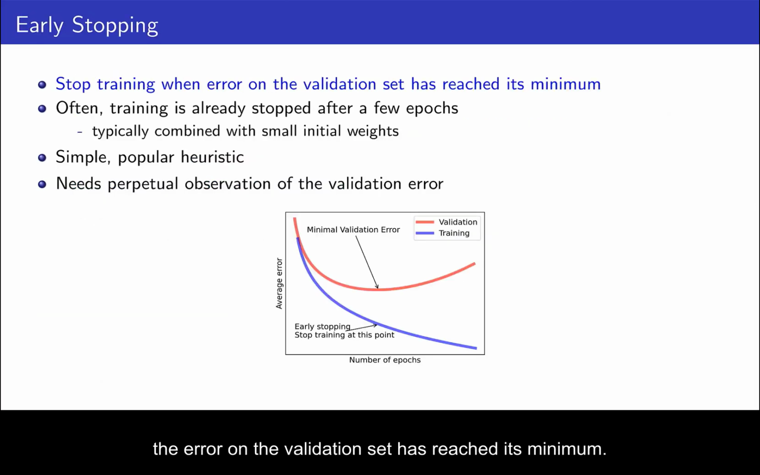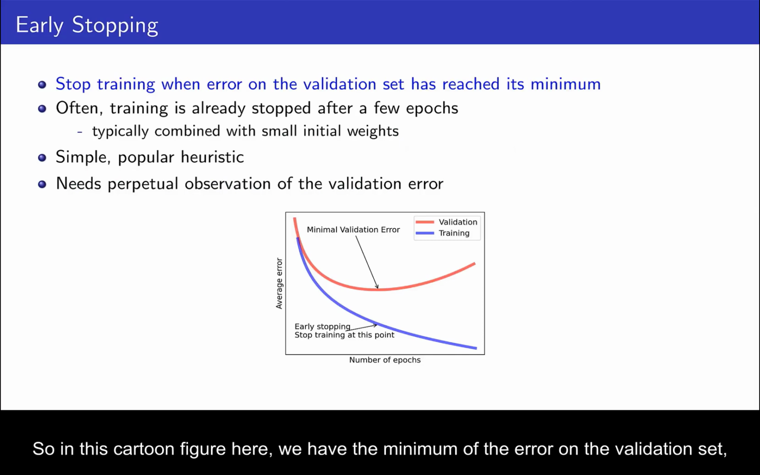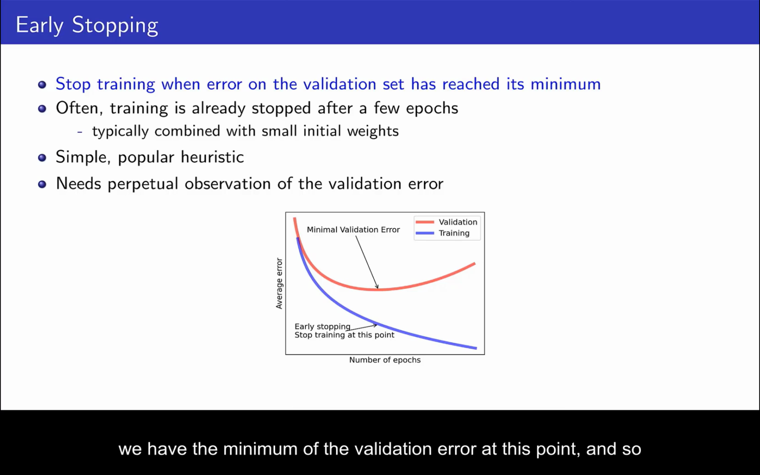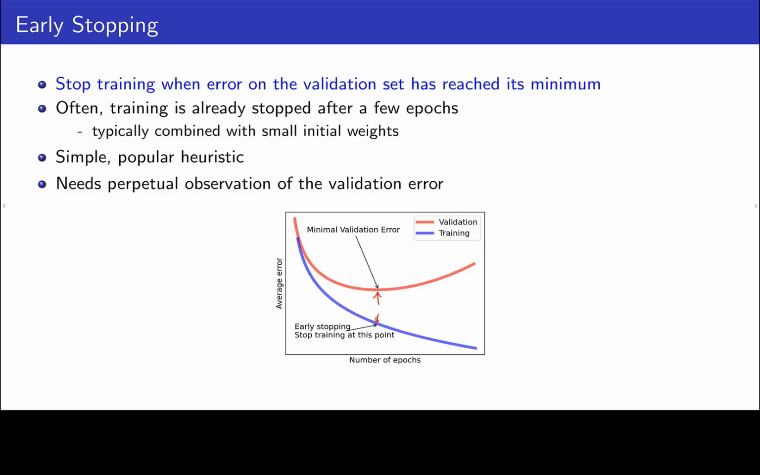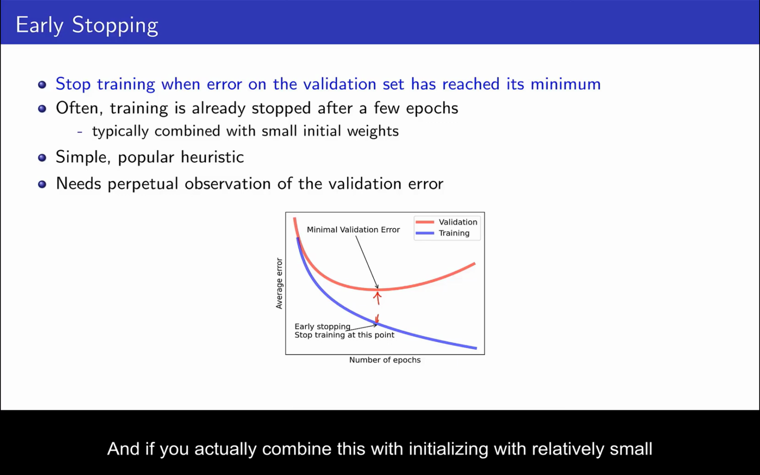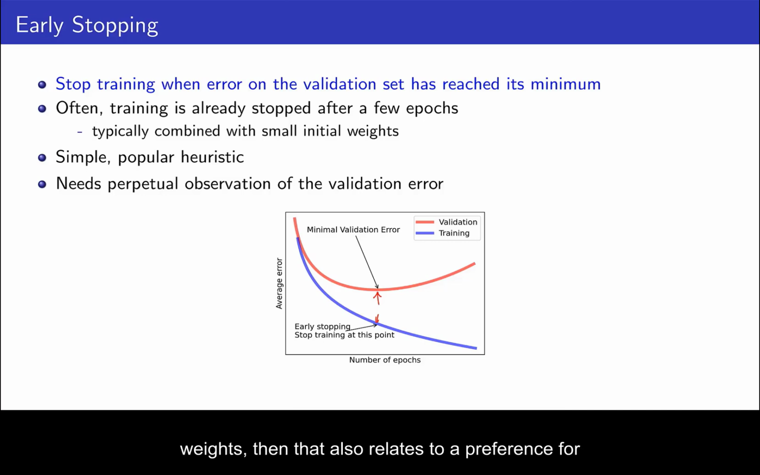One very simple method of achieving that is to stop training when the error on the validation set has reached its minimum. In this cartoon figure here, we have the minimum of the validation error at this point, and so we would early stop at that point. This often actually trains only for a few epochs, and if you combine this with initializing with relatively small weights, then that also relates to a preference for small weights, as we will see in later videos. This is a very simple and popular heuristic. The only thing is you need a validation set in order to perpetually observe the validation error.